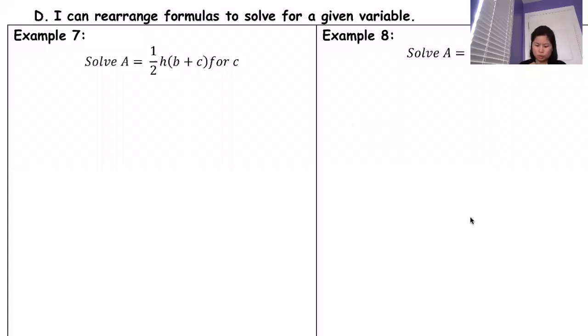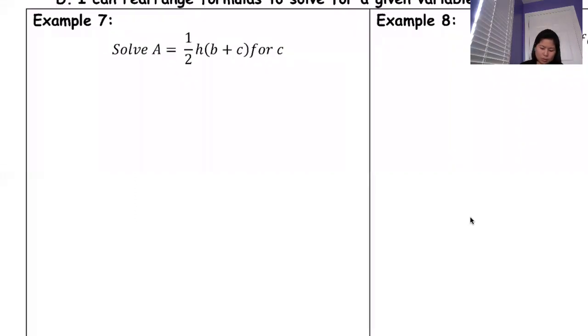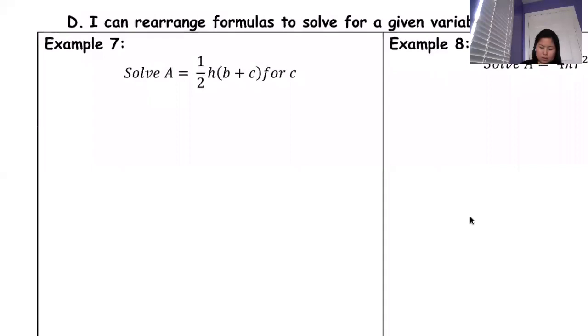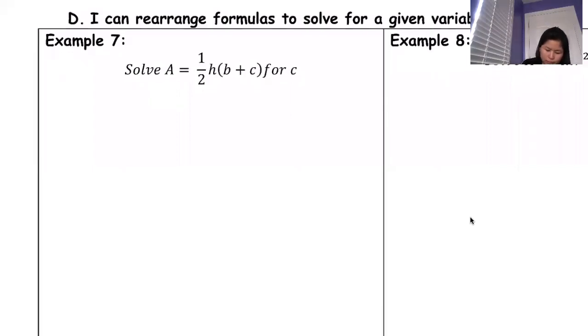Okay, so for today's lesson, like I said, we finish up lesson 0.3. For this one, the last example is that we can rearrange the formula to solve for the given variable. So in this problem, they asked to solve for C, so I'm going to highlight C, okay? To solve the equation, doesn't matter what.